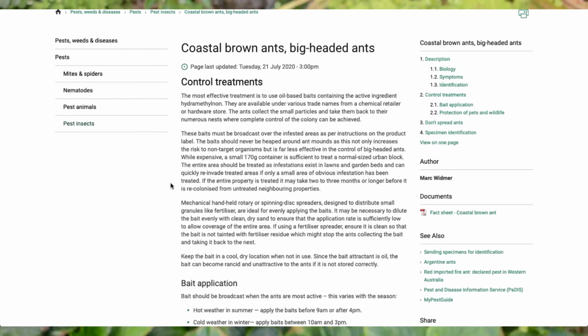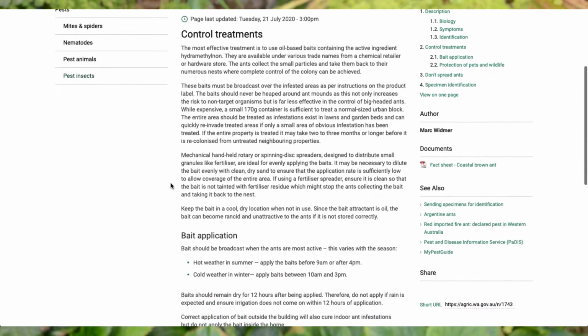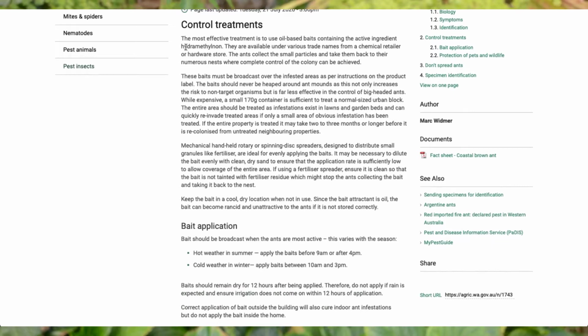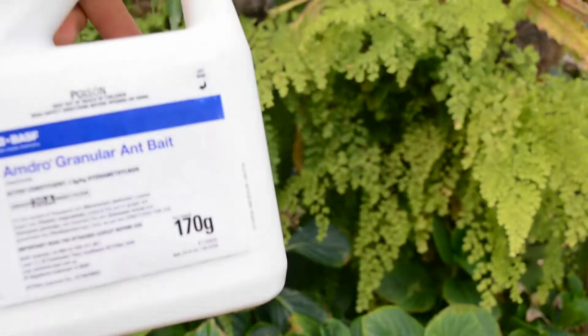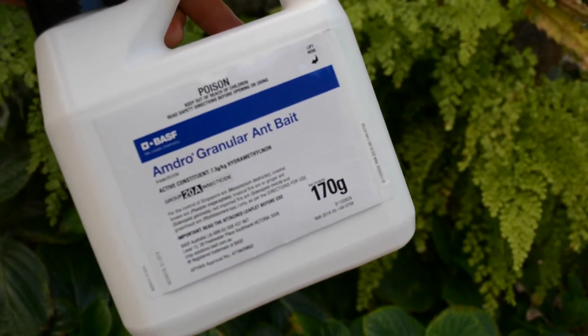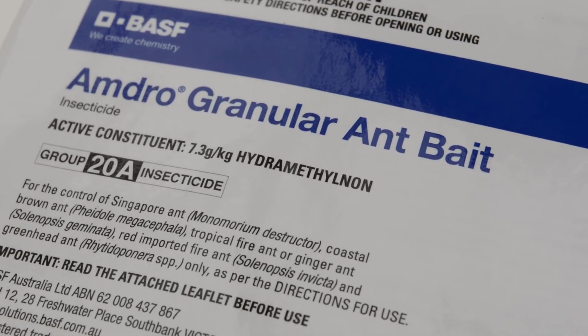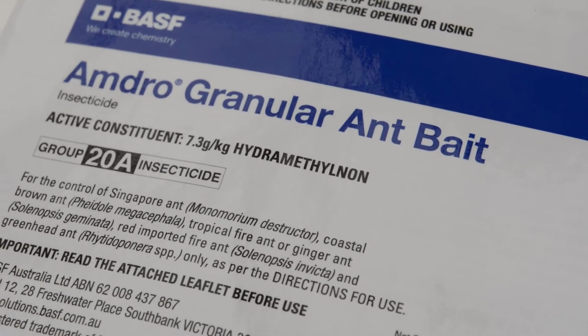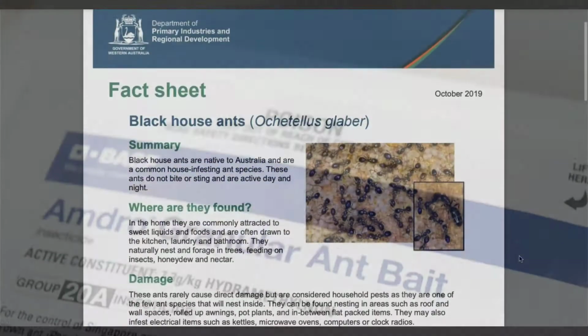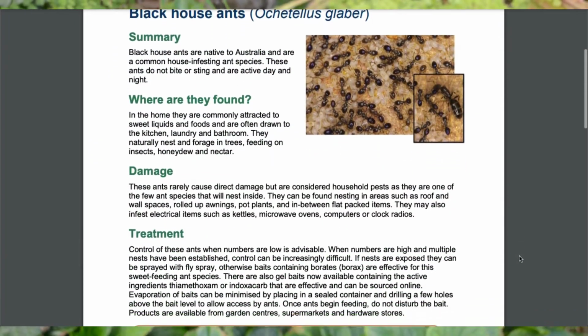We have now determined that the coastal brown ant feeds on lipids, oils and fats, and as such they are particularly susceptible to the insecticide hydramethylnon, such as this Andro, which is an oil-based bait. The green-headed ant is also susceptible to hydramethylnon, but they are less picky about what they eat. The black house ant won't touch fats or protein and instead loves sugar.